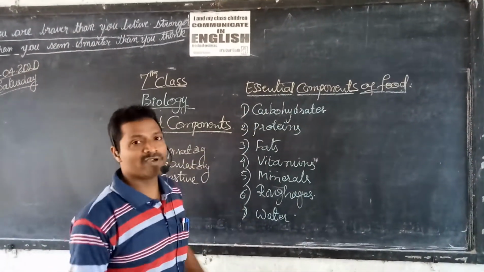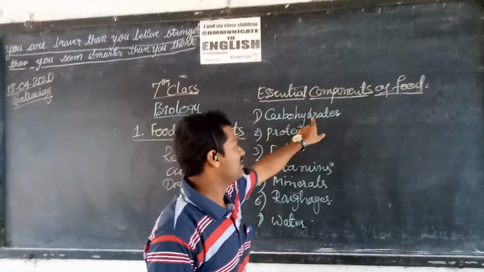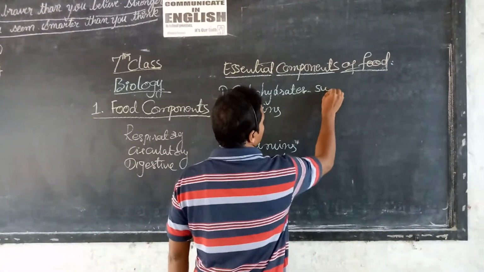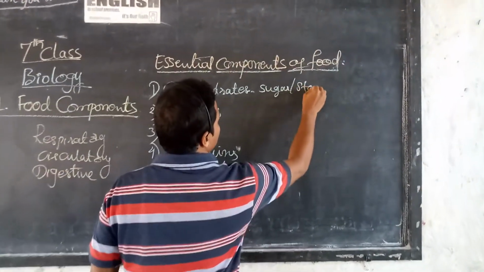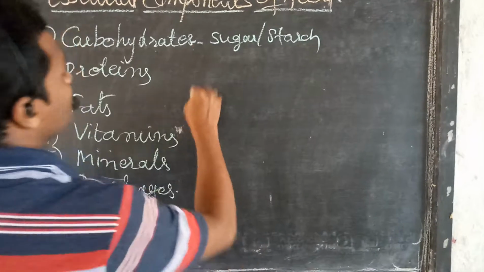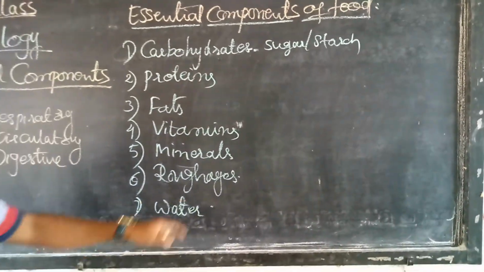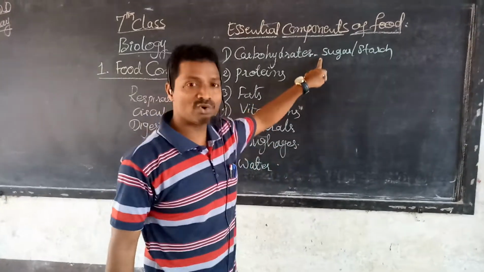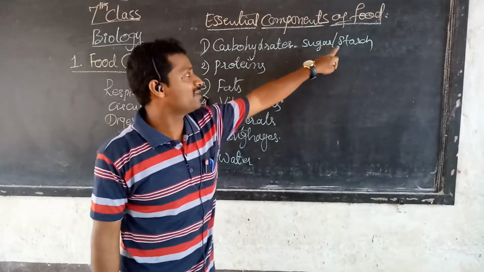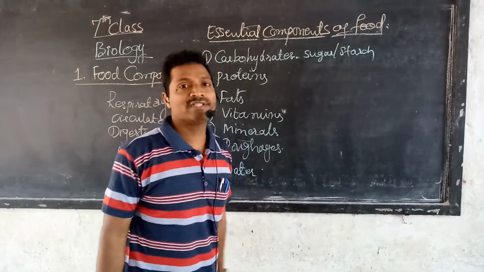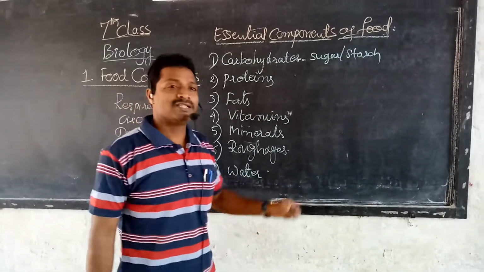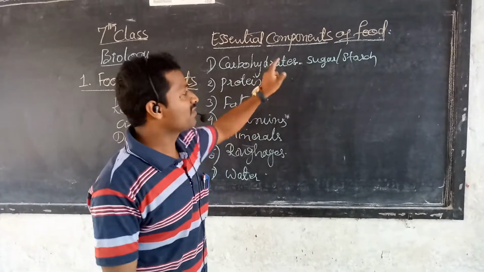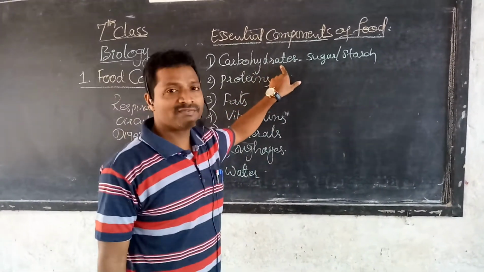Now let us discuss each component one by one. Carbohydrate means a natural substance, nothing but sugar or starch. Actually, plants prepare their own food material in the form of glucose or sugar. Later, the sugar is converted into starch. The starch is stored in different parts of the plant. That stored food is what we use as food. So this is carbohydrate.